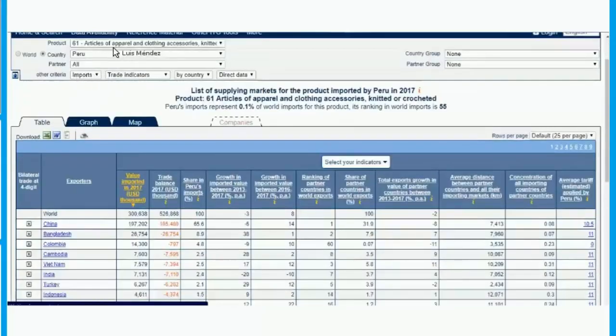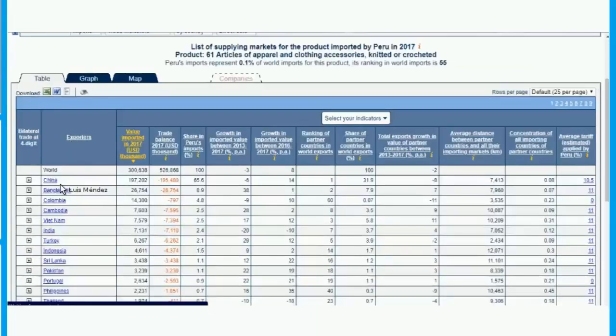Now we have it. In the case of apparel and clothing accessories, we can see that we import from China, Bangladesh, Colombia, Cambodia, Vietnam, India, and Turkey. Those are the main ones. And we can see the value in 2017, the trade, the share in the Peruvian imports. 65.6% of what we imported from this tariff was from China. So China is a big country. So we can see who we can buy from.